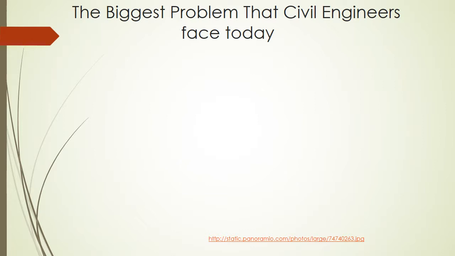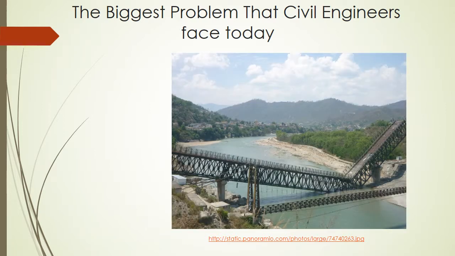Problems that civil engineers face today. There's a question: why do so many bridges need to be refurbished and rebuilt? There are over 600,000 bridges in the United States alone. Statistics show that 1 in 9 bridges is structurally deficient and that the average age of all the bridges in the country is about 42 years old.